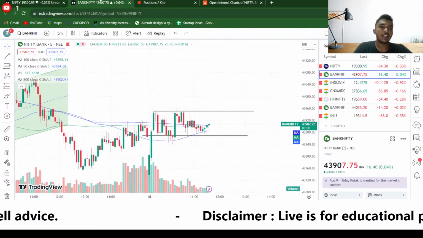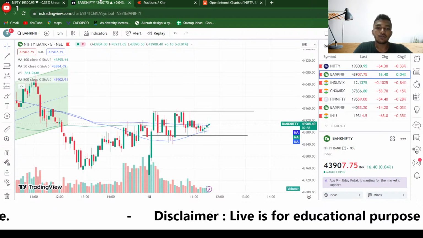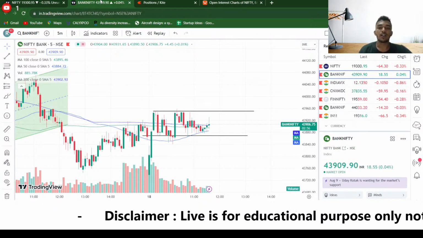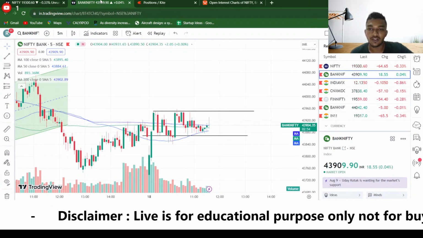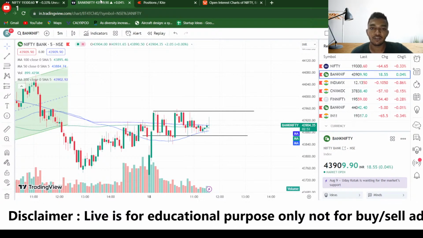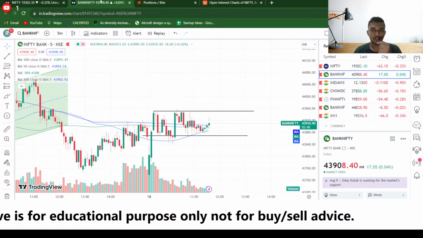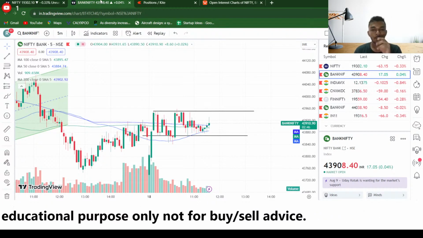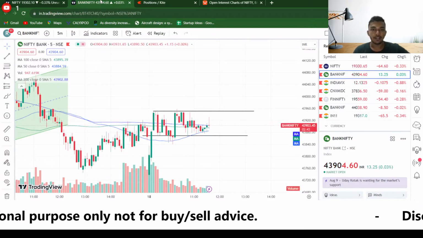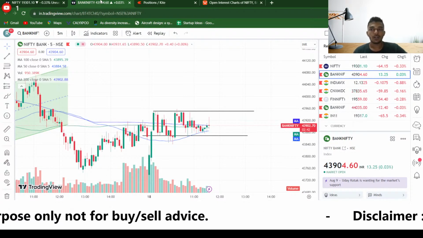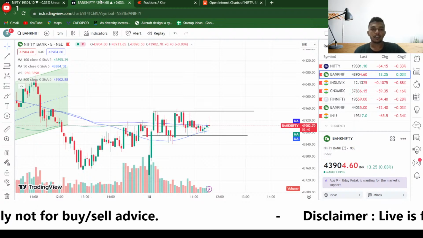For Bank Nifty, we are above the 43,900 level, but we have been facing a rejection from the top of the area, which is 43,960. This could be a kind of operator thing also, and we don't know that as well.